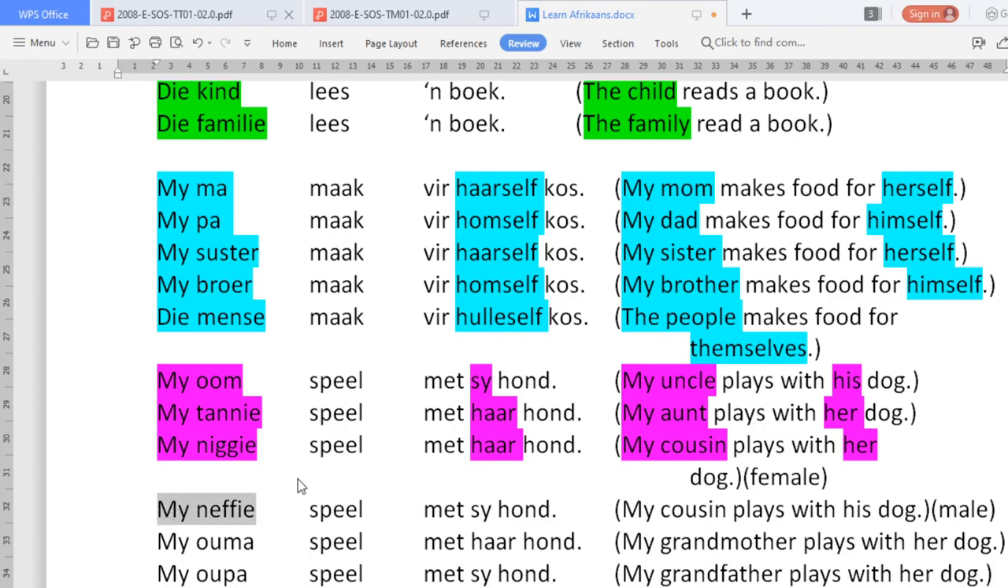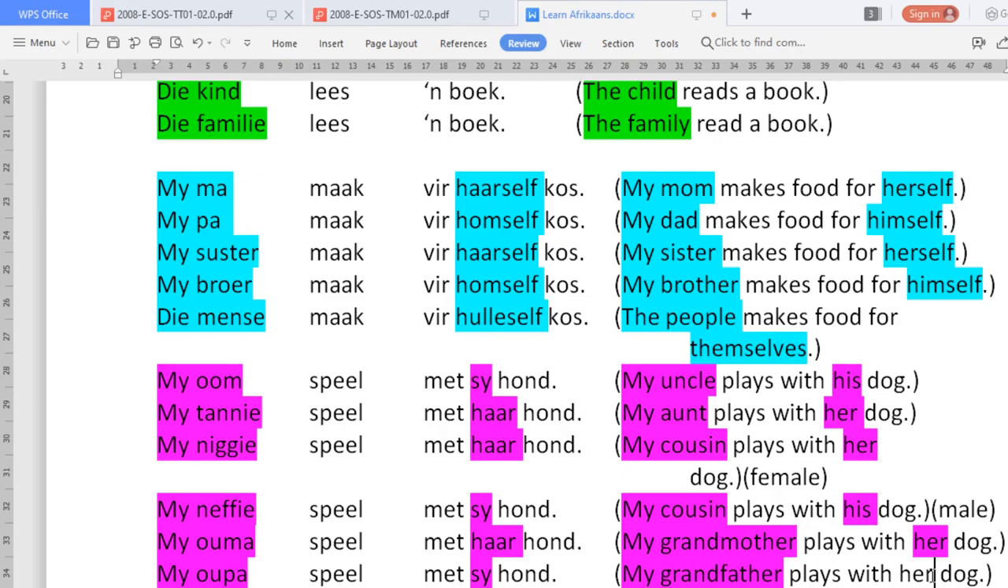Okay, my neefie speel met sy hond. My cousin plays with his dog. My ouma speel met haar hond. My grandmother plays with her dog. My oupa speel met sy hond. My grandfather plays with his dog.